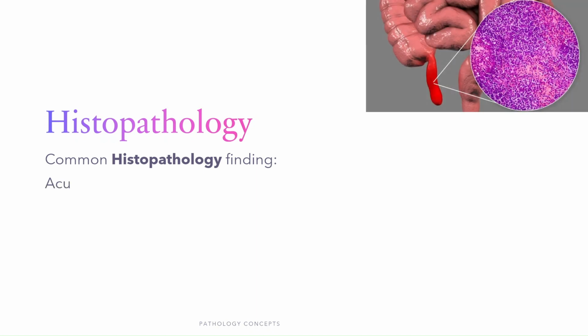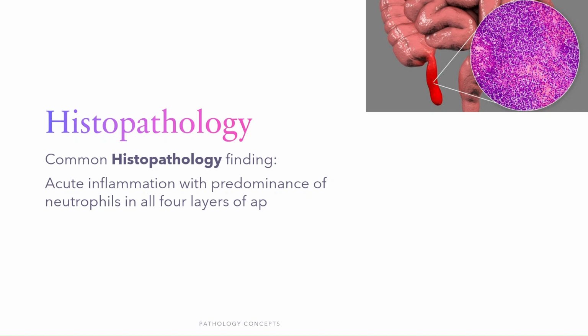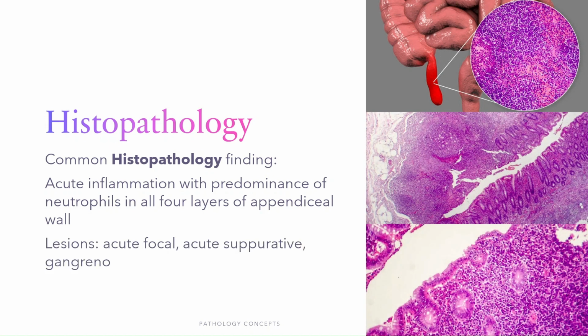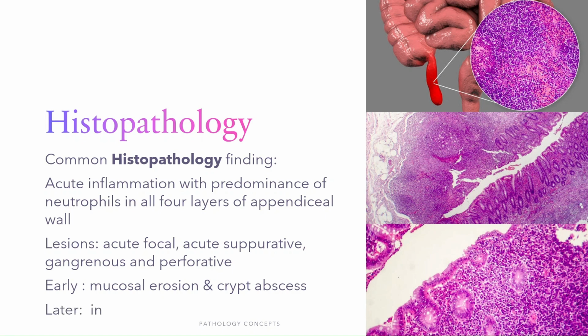We are going to discuss grossing of appendix in another video. Now we focus on the histopathology. The common histopathology finding includes acute inflammation with predominance of neutrophils in all 4 layers of appendiceal wall. Different types of lesions are observed under the microscope and they are acute focal, acute suppurative, gangrenous and perforative inflammation. The early lesions consist of mucosal erosion and crypt abscess, and later the inflammation in all 4 layers and necrosis are observed.